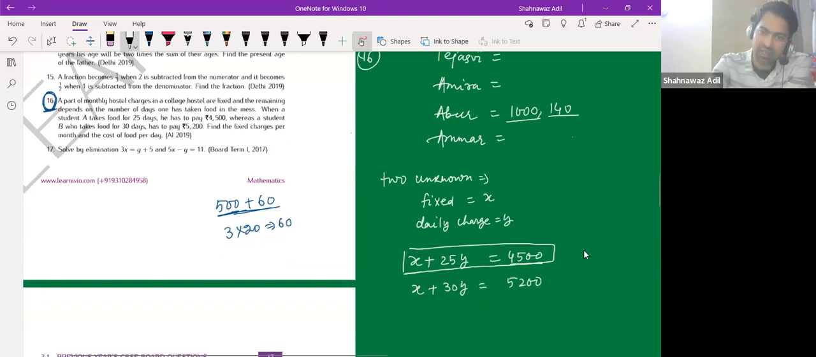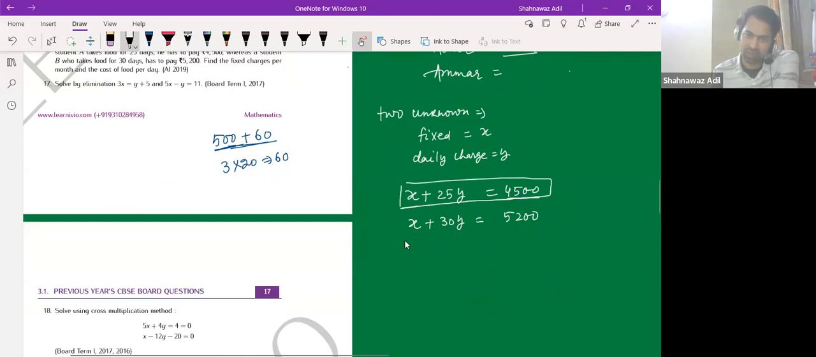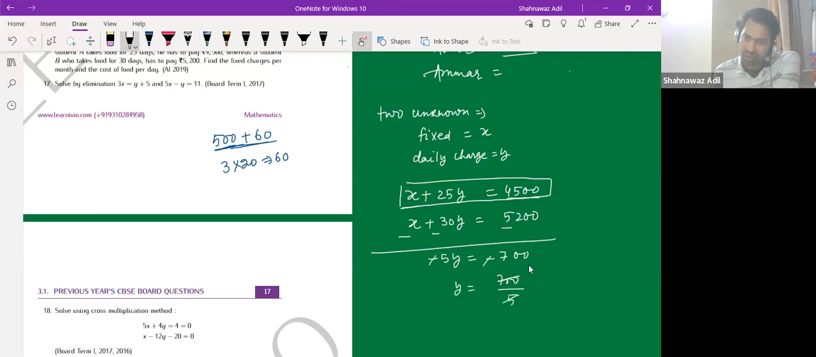So let's subtract the first from the second. So this is minus 5y, and then this is how much? Minus 700. This cancels, and y is 700 divided by 5. So 140. This is what Tejasvi and Abid got. And then x plus 25 into 140 is 4500.